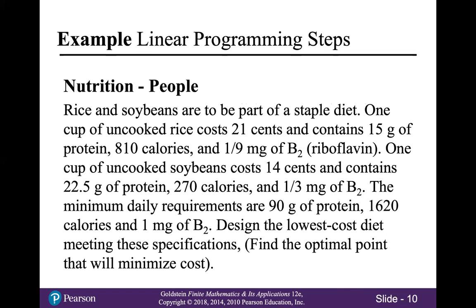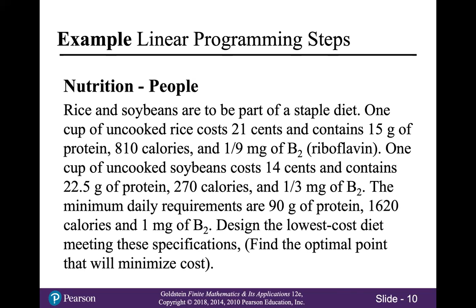All right, so our next example is a minimum problem involving nutrition. Rice and soybeans are to be part of a staple diet. 1 cup of uncooked rice costs 21 cents and contains 15 grams of protein, 810 calories, and 1/9 of a milligram of vitamin B2. 1 cup of uncooked soybeans costs 14 cents and contains 22.5 grams of protein, 270 calories, and 1/3 of a milligram of vitamin B2.